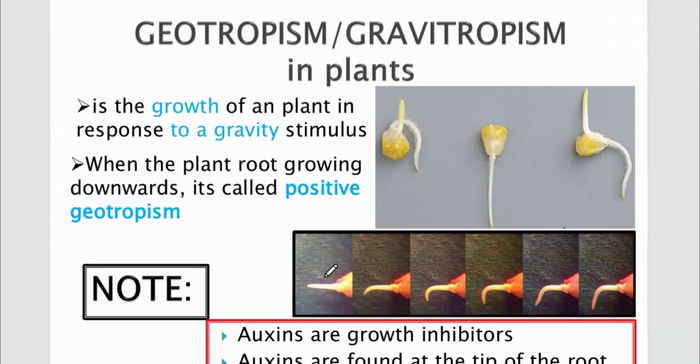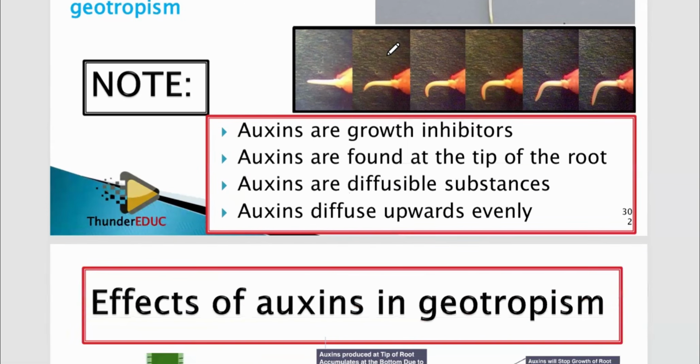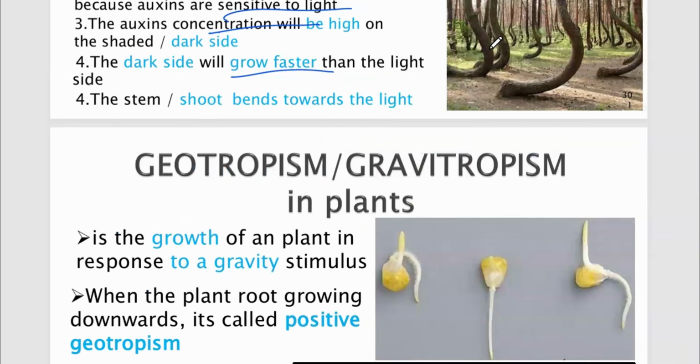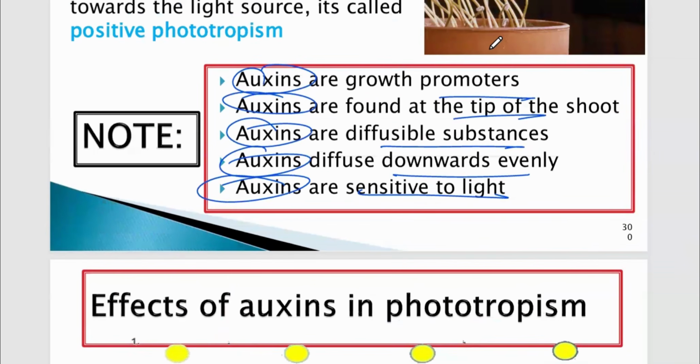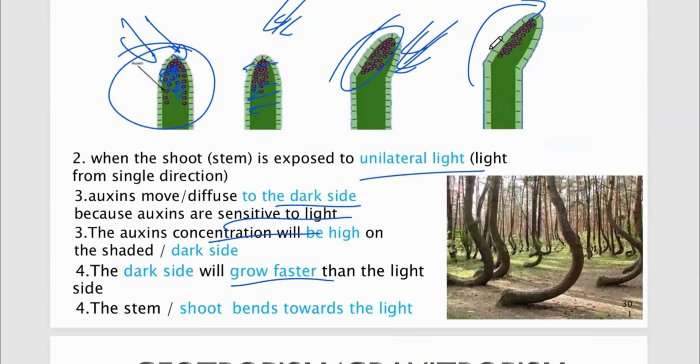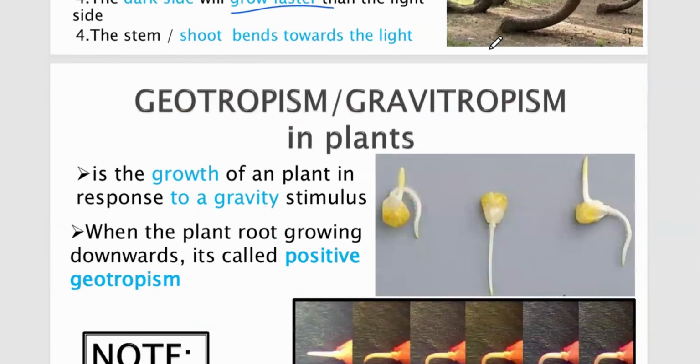Geotropism is the growth of a plant in response to gravity or stimulus. When a plant root is, in this case, you also have to know the effects. Auxins are found in the root as growth inhibitors, while we said in the shoot they are growth promoters. Auxins are found at the tip. It's the same thing. Auxins are a diffusible substance. The same thing. Auxins move upward evenly. The other side, we said auxins move downward evenly. You see, downward evenly.